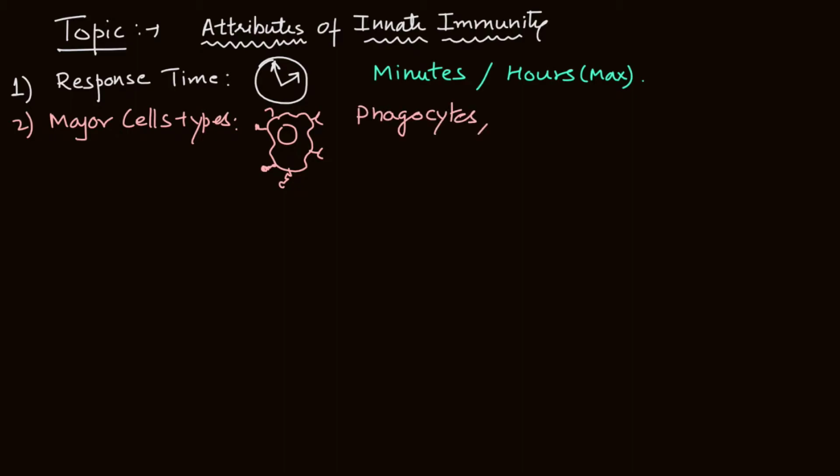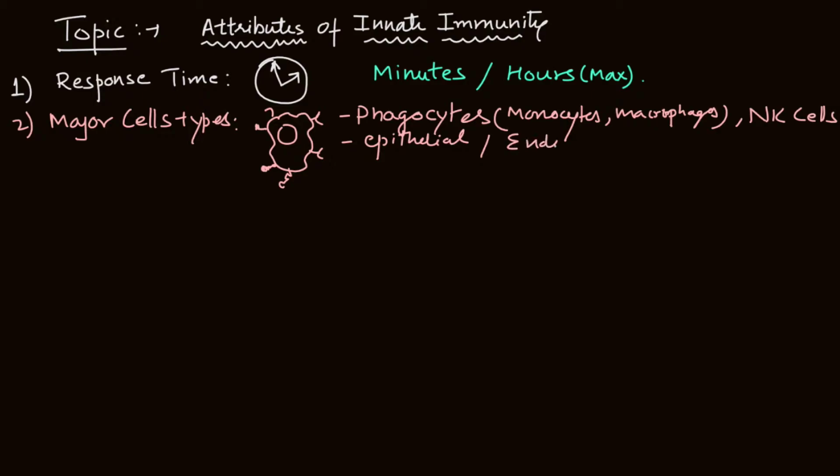In this case, we have phagocytes, mainly monocytes, macrophages, NK cells. You know what are NK cells, right? Natural killer cells. And then you have epithelial cells as well as endothelial cells. These all play important role as the cellular attributes of innate immunity.